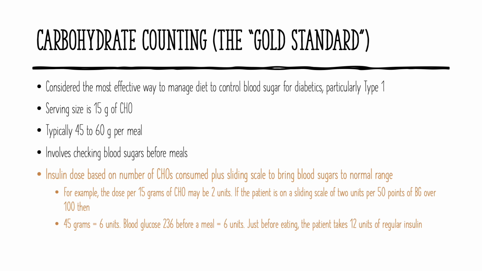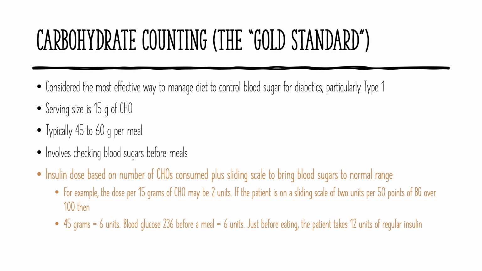So we consider 15 grams of carbohydrate to be a standard serving. We consider that people will usually have 3 to 4 servings of carbohydrate per meal. So carbohydrate counting involves checking blood sugars before meal and figuring out how many servings of carbohydrate you have. Now, the doctor will prescribe how much carbohydrate would require how much insulin, and will also prescribe a sliding scale for insulin. You've probably seen that at this point.